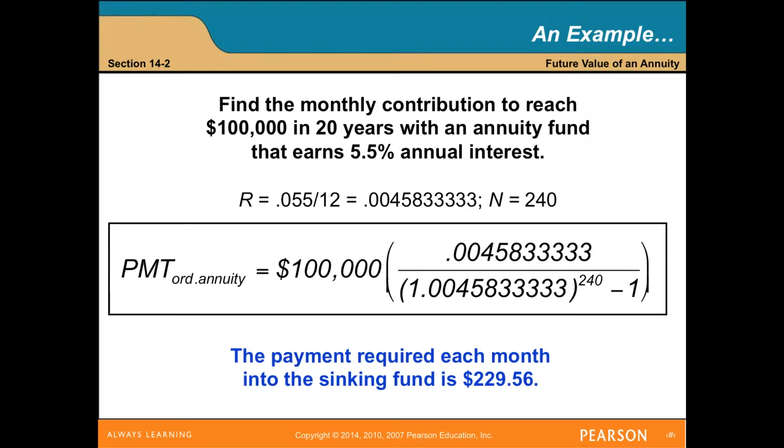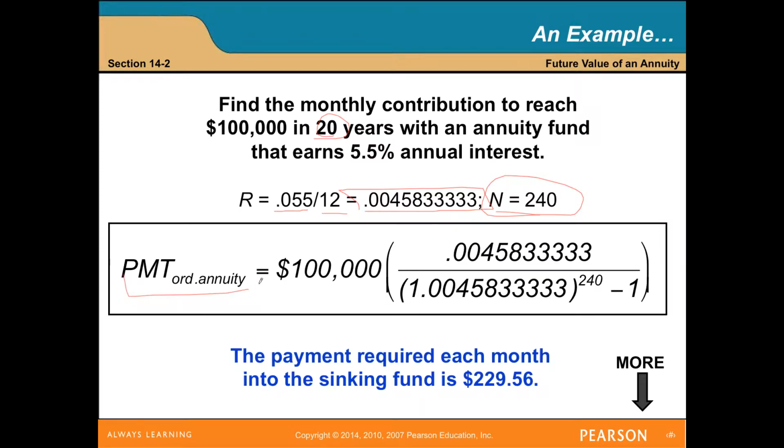So as an example, find the monthly contribution to reach 100,000 in 20 years with an annuity fund that earns 5.5% annual interest rate. So we have the rate, which equals 0.055 divided by 12 because it's per year. And then we get this tiny interest rate of 0.0045833333. And then N, we know that it's 240 because it's 20 years and there are 12 months in a year, so you multiply that, and you get 240.